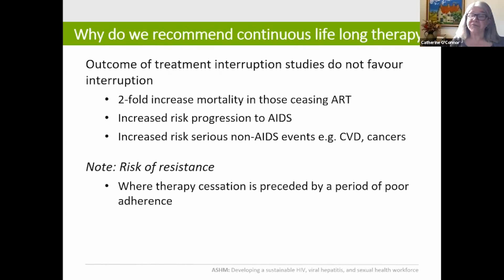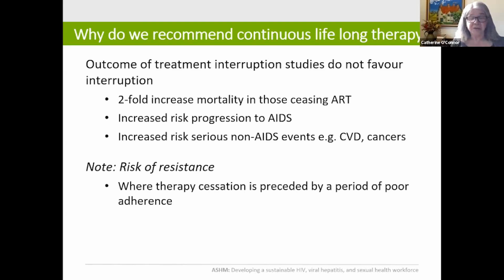Now, why do we recommend lifetime continuous ARV therapy? It's a very big commitment from our patients, but we need to understand, and they need to understand also, that there is a twofold increase in mortality in those that cease ART, that there's an increase in progression to AIDS and an increase in progression to non-AIDS events.